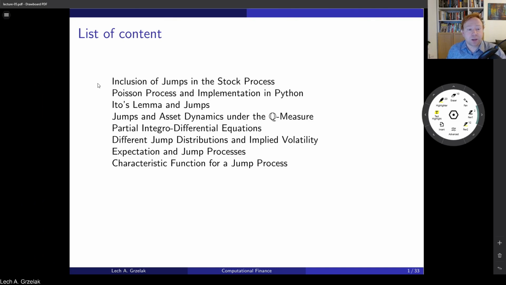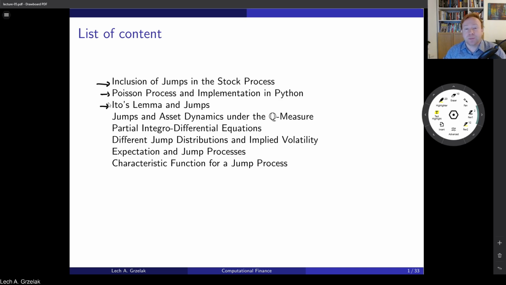First, we will start with a discussion of how to include jumps in the stock process. So if we consider the Black-Scholes model, how do we include a jump, what is the definition of a jump, and how should we think of it once we think about a process and its discontinuous features. Second, I will show you how to perform a simple implementation of a jump process in Python.